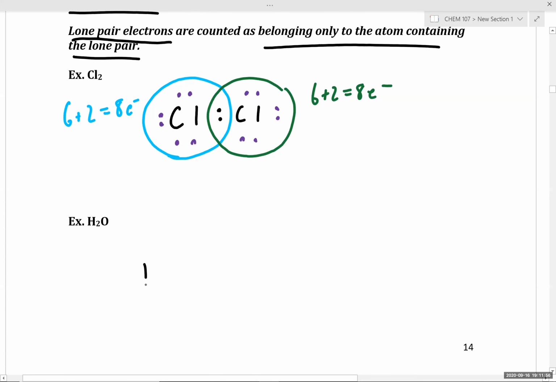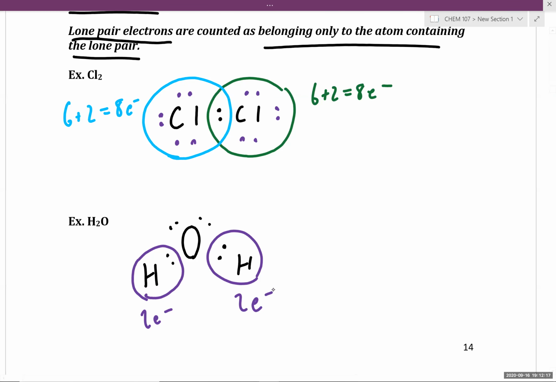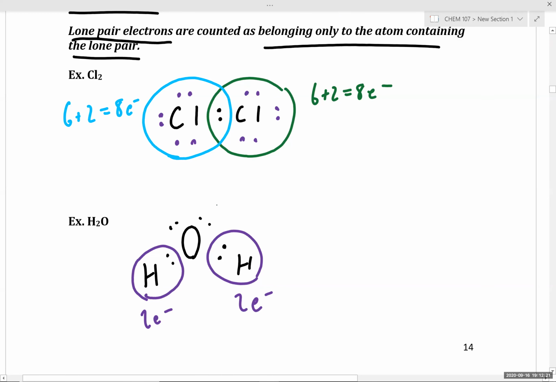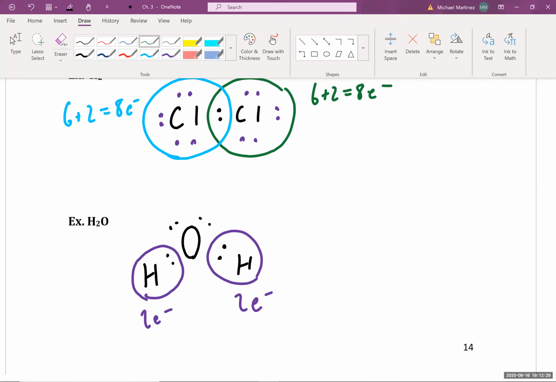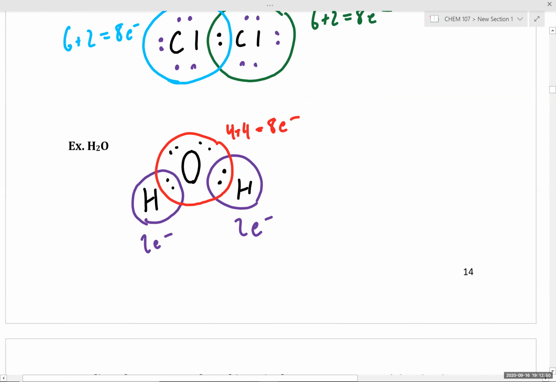So if we look at water, for example, H2O, each hydrogen has a set of bonding electrons. So each of our hydrogens has 2 electrons to its name, while oxygen has both bonding and lone pair electrons. And this oxygen atom has 4 plus 4, or 8 electrons to its name. So all of our atoms fulfill the octet rule, or they fulfill a noble gas-like configuration in the case of hydrogen. Does this example make sense to everyone in terms of counting electrons?